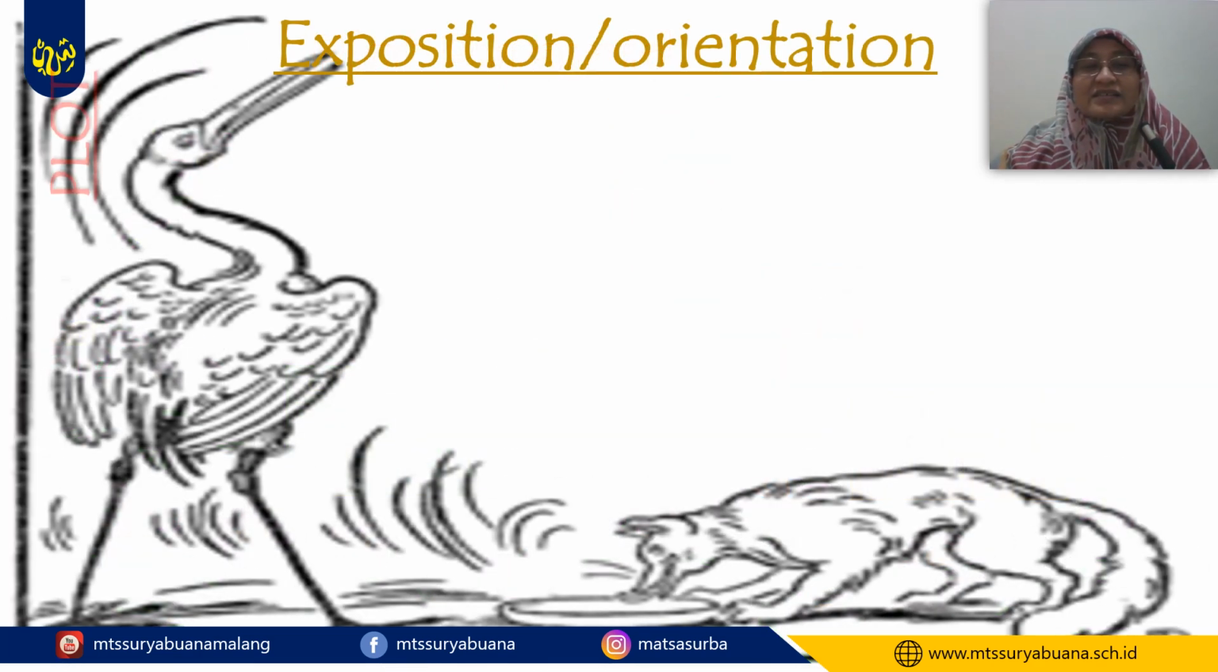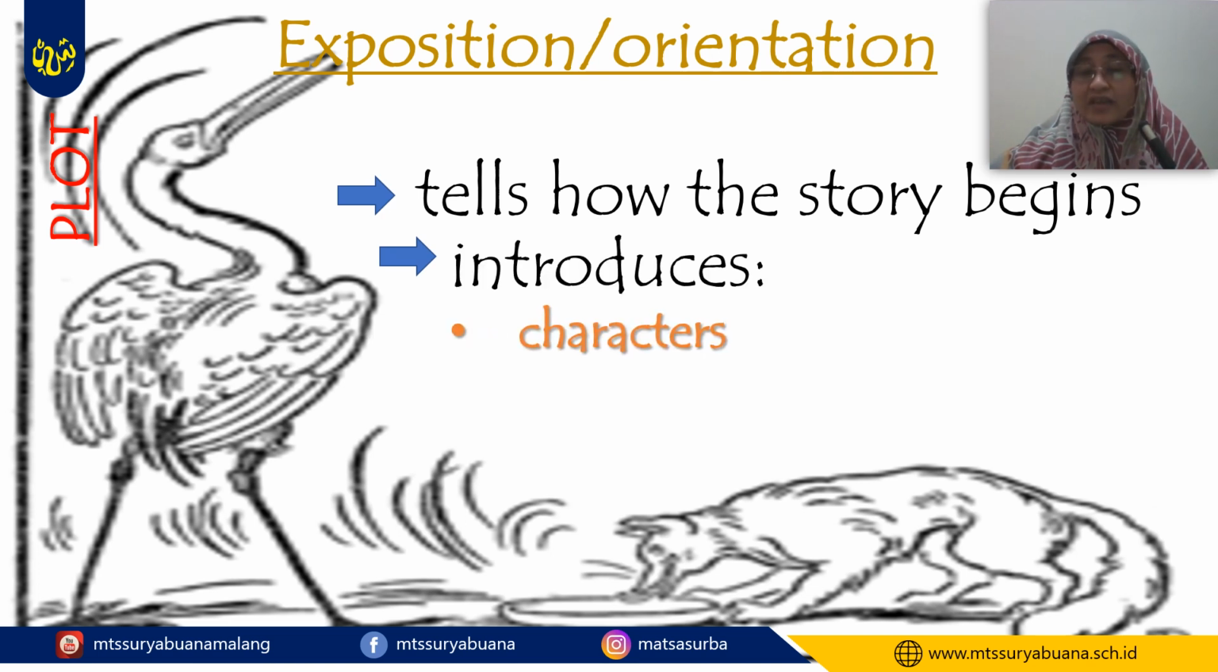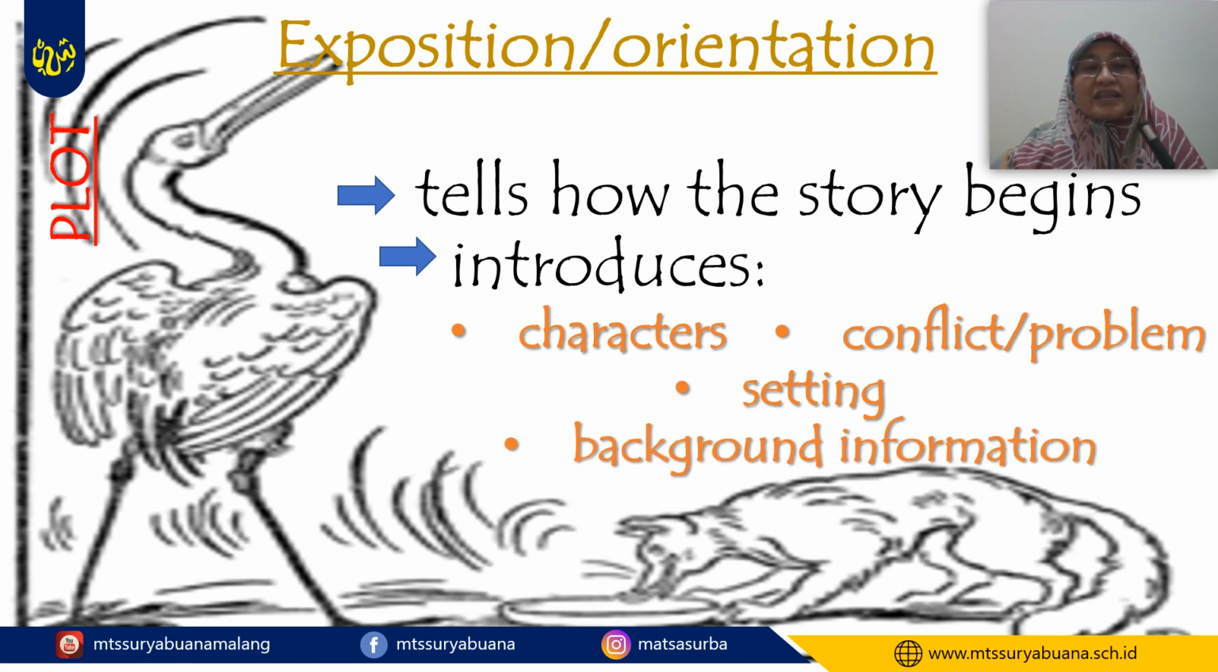Let's discuss each part of the text structure. The first one, exposition or orientation. This part tells how the story begins. It also introduces the characters, the conflict or the problem, the setting, and background information.